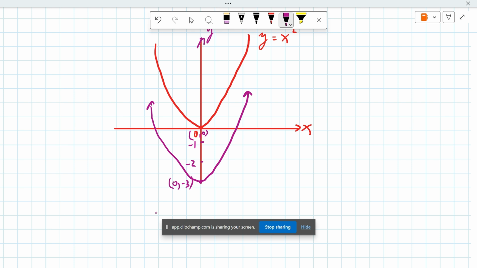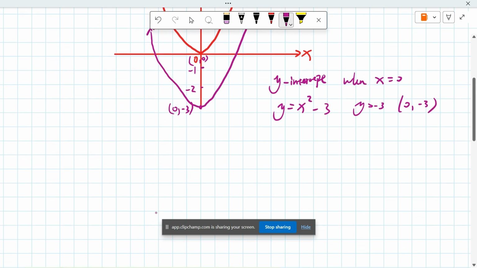Hopefully that makes sense. And normally we're asked for the y-intercept, which is when x equal to 0. So y equal to x squared minus 3, when x equal to 0, y equal to minus 3. So 0, -3 is your y-intercept.